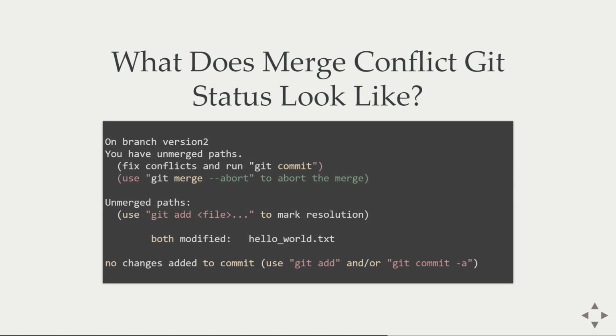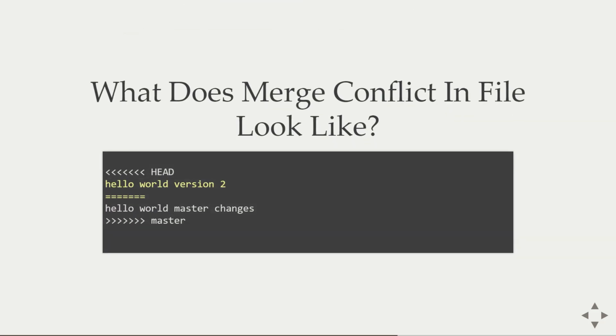And if you do the git status at this point, you'll see that it says, hey, you have unmerged paths right now, and it'll tell you both branches modified hello_world text. If I open up that file, I get these crazy little less than and greater than signs. So at the very top it says, on the head branch, which right now is the version 2, here's the change you made, which is in yellow, and then right below that, there's the master changes. I have to figure out which one of those to keep.